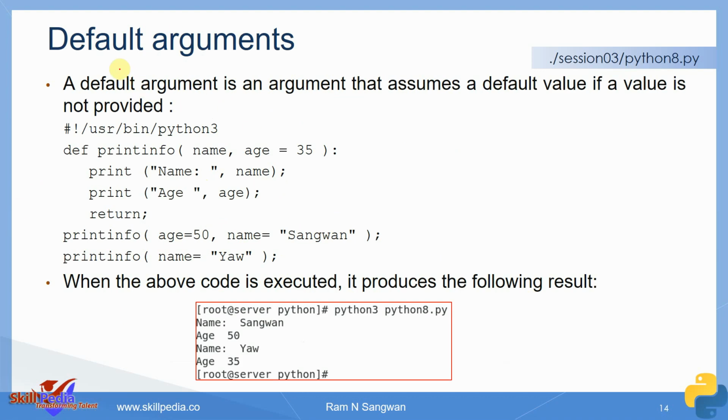Default arguments. Sometimes you may wish to specify a default value in case the value is not passed. For example, age equal to 35. In case you don't want to pass the value of age, the age will be taken as 35, else whatever value you pass will be considered. So I'm passing age 50, name Sangwan. In the first example, name Sangwan, age 50 will be printed. But next time I'm calling the same function without age, only passing Yao. So what will be printed with Yao? Age 35, name Yao. That is the default argument.